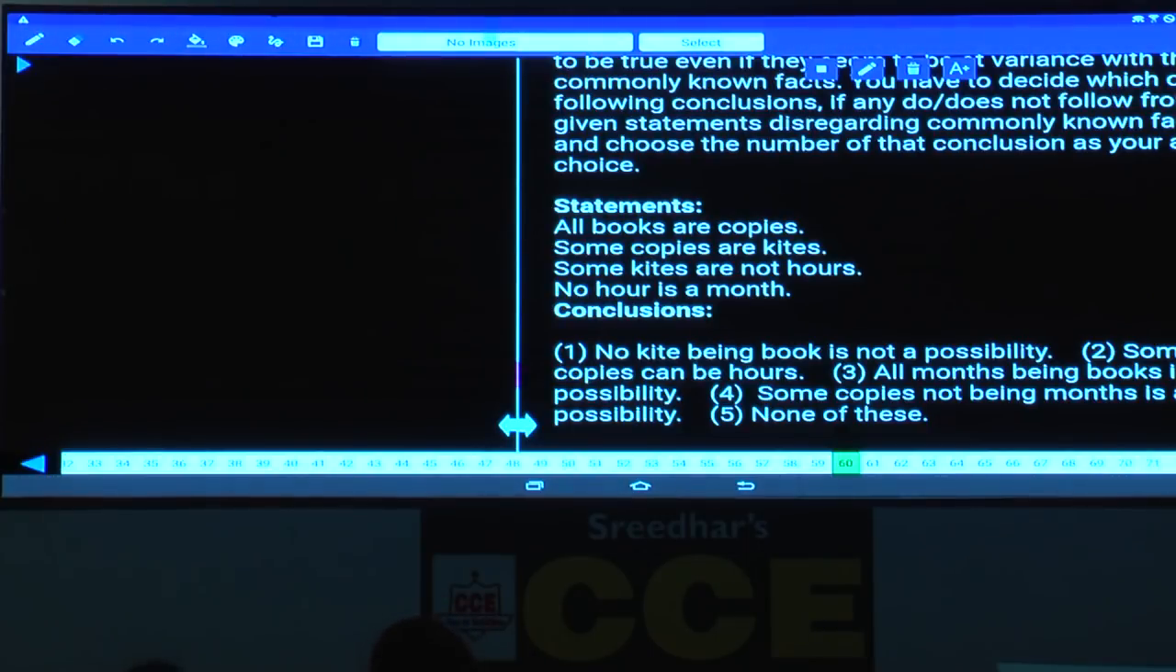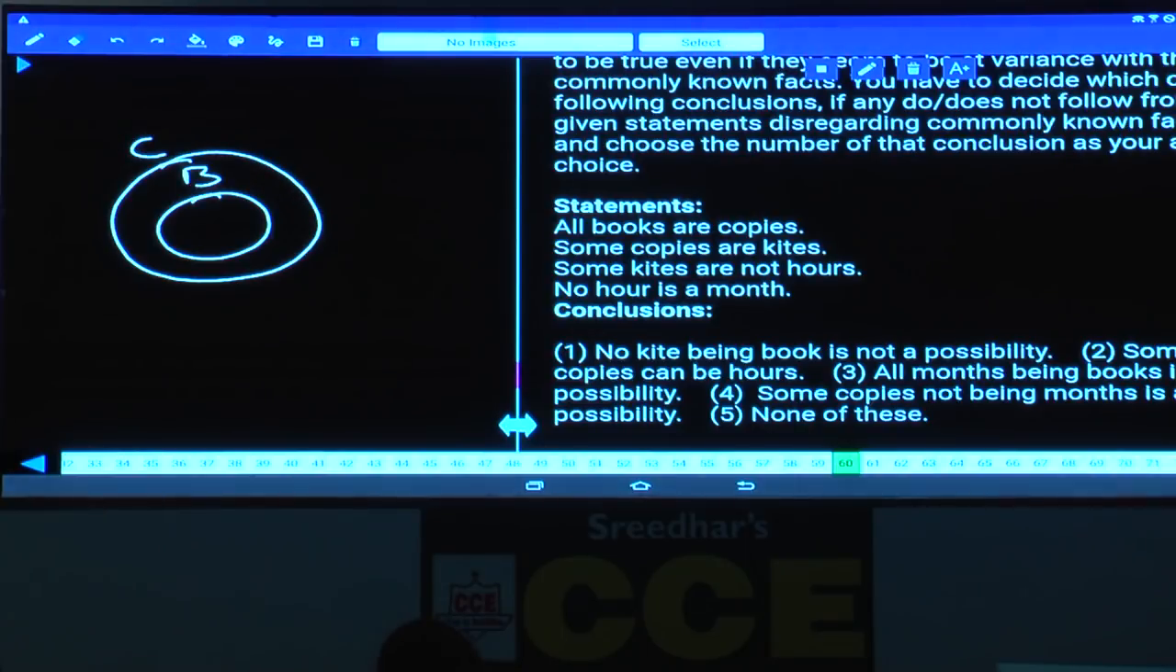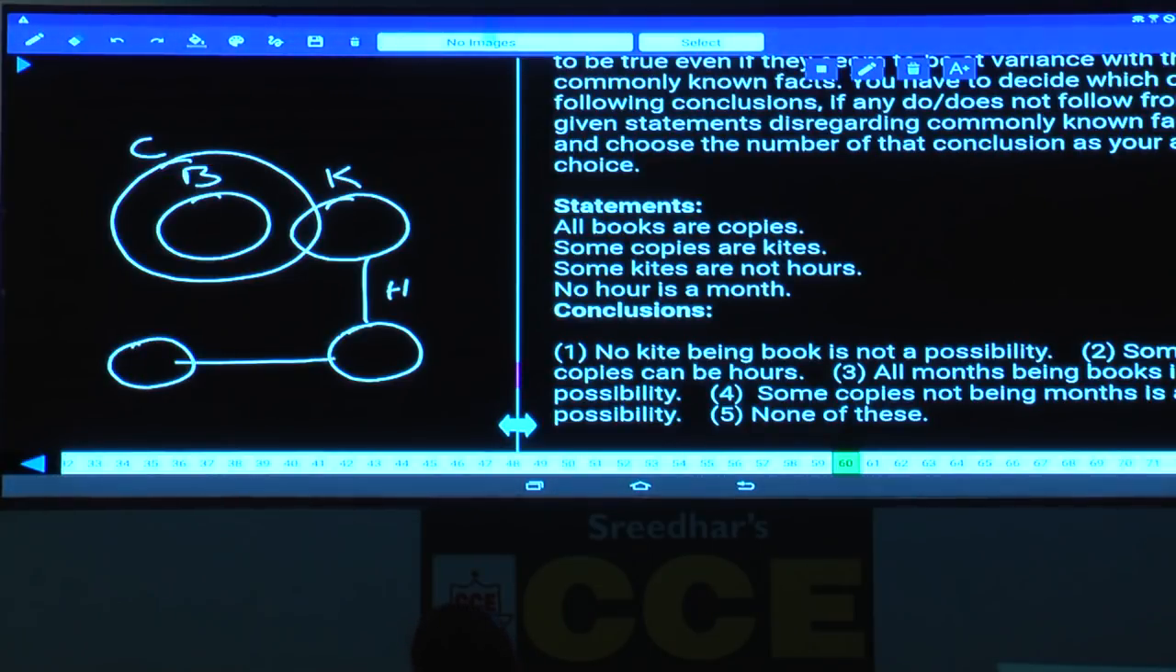Now 60th. All books are copies, and some copies are kites. Some kites are not ours. Some not, we are representing like this. Some kites are not ours. No hour is a month. No hour is a month. Now this is the basic diagram. Now with the help of this basic diagram, what is the first one here?